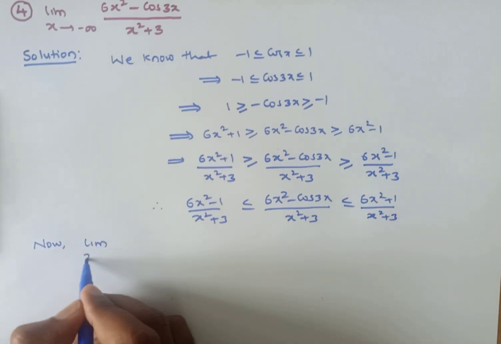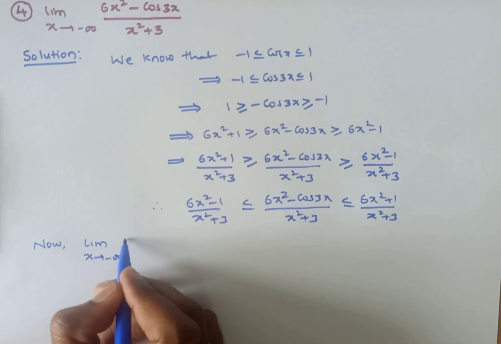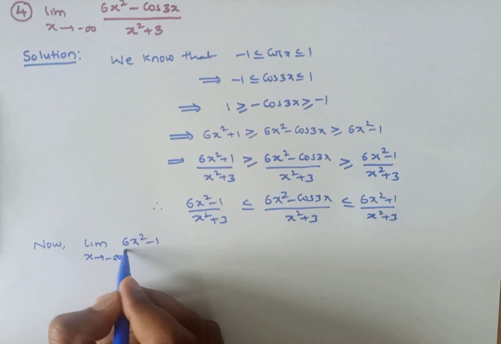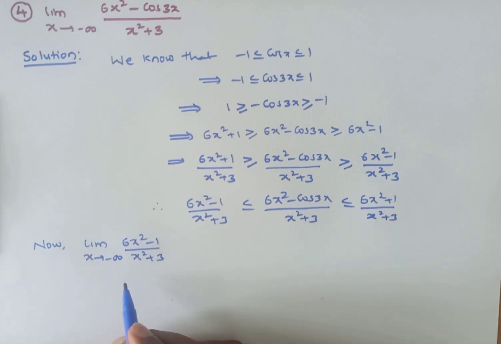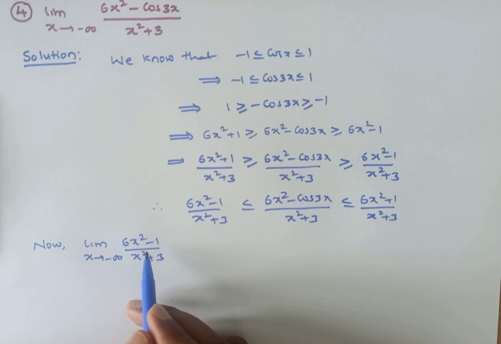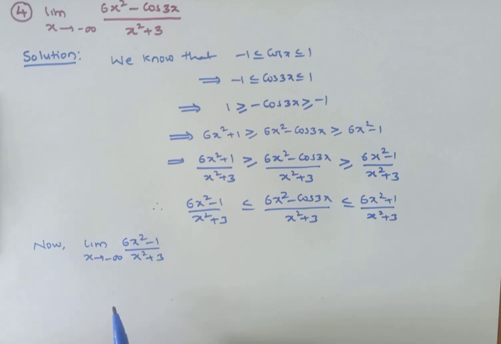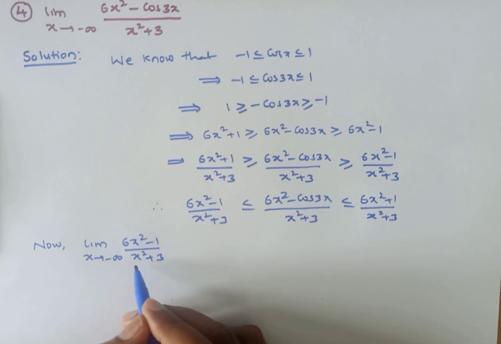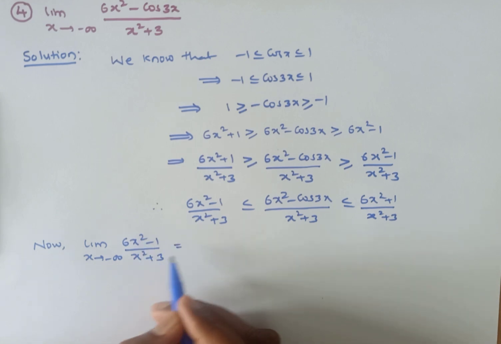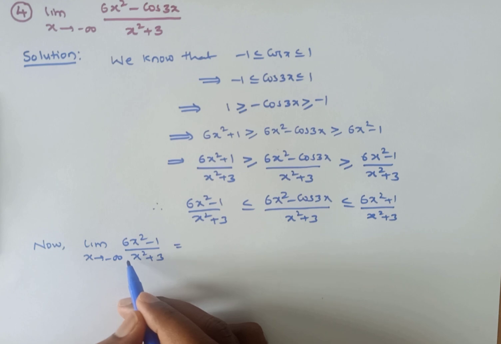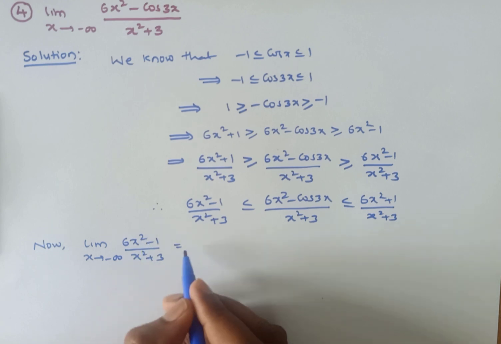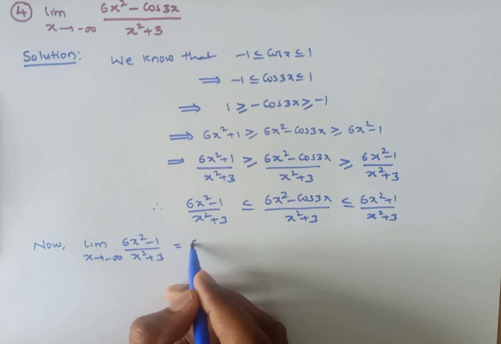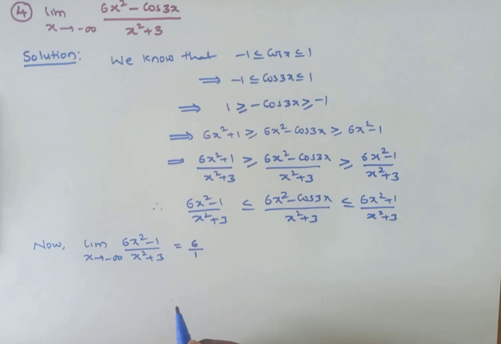So the limit as x tends to minus infinity of 6x square minus 1 divided by x square plus 3. It is a rational function, and you know how to evaluate the limit for a rational function directly. So check the degree of numerator and denominator. The degree of the numerator is 2 and the denominator is also 2. Therefore the answer is the leading coefficient, 6 by 1. Or you can divide the numerator and denominator by x square also, you will get the answer. So the leading coefficient is 6 and the denominator leading coefficient is 1.